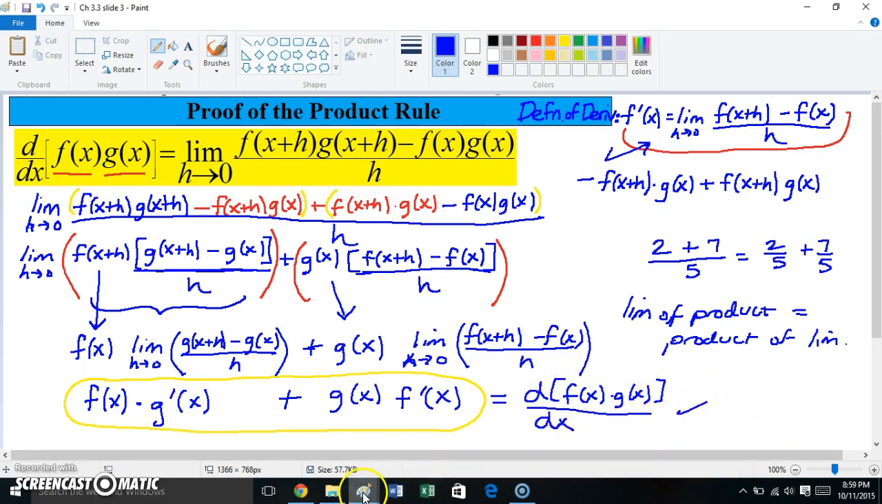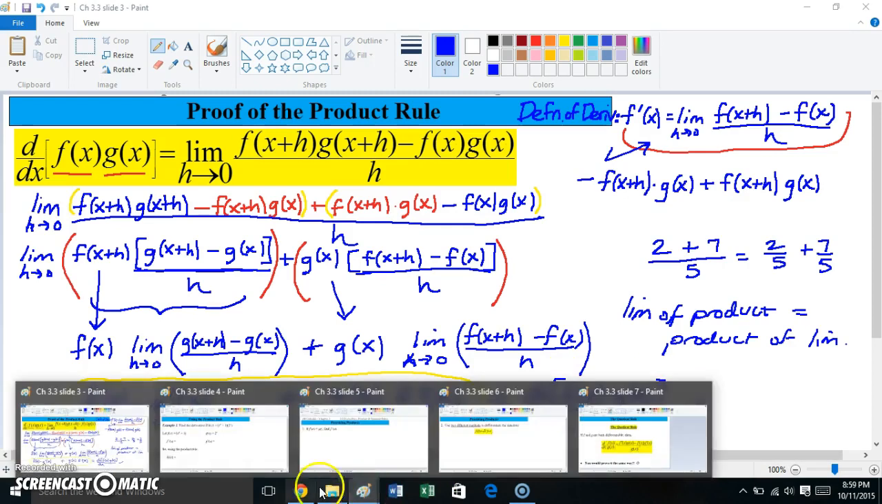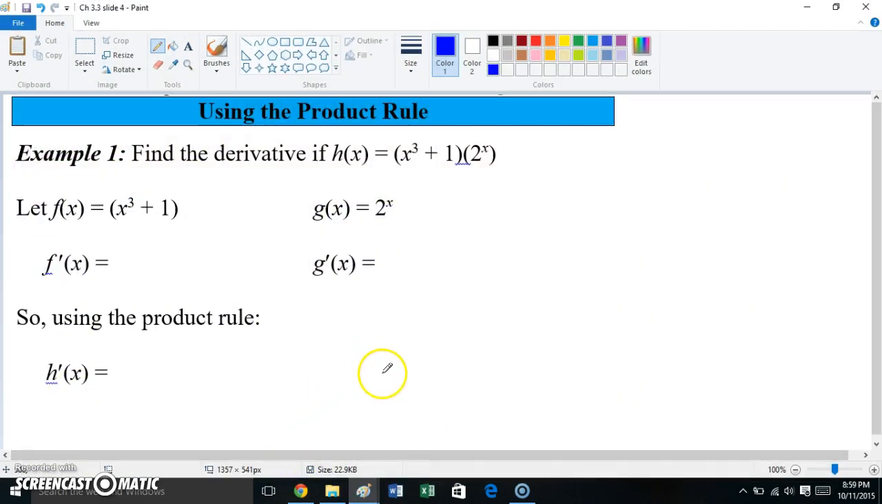Okay, so we're going to use the product rule. We won't make you derive it again, but we're going to use the product rule to find the derivative of a function called h of x, which consists of two factors, x cubed plus 1 and 2 to the x.